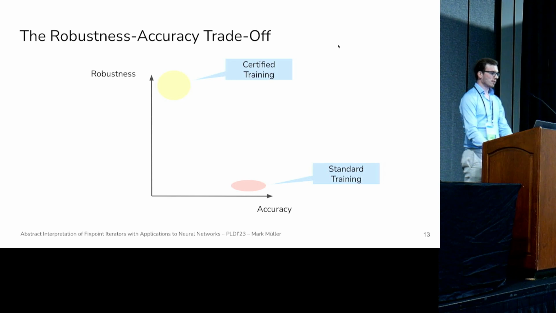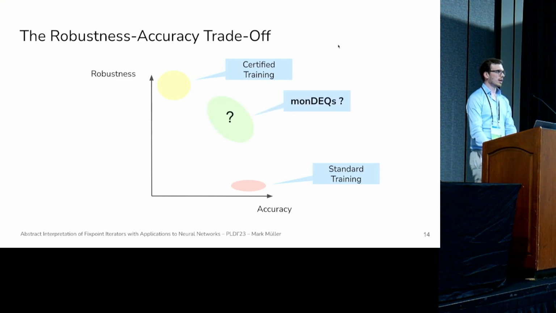However, we observe the following trends. If we train neural networks without certifiability in mind, or without robustness in mind in general, then we obtain networks with very high accuracy but very poor robustness. In contrast, if we use certified training methods to increase the robustness, we observe a severe drop in standard accuracy.